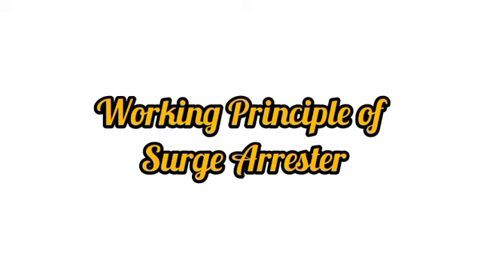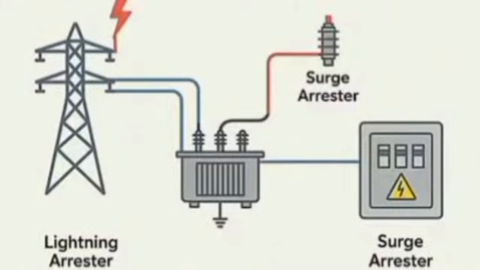Working principle of surge arrestor. A surge arrestor is a protective device designed to protect electrical and electronic equipment from transient overvoltages caused by lightning, switching operations, capacitor bank switching, motor starting, or internal electrical faults. During normal operating conditions, the surge arrestor has very high electrical resistance and does not conduct current.